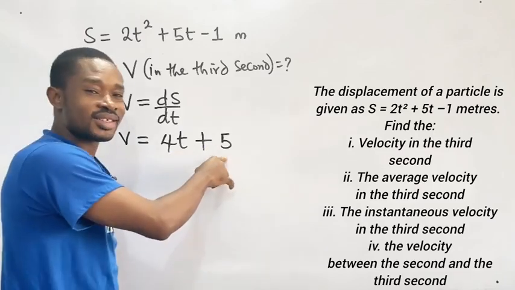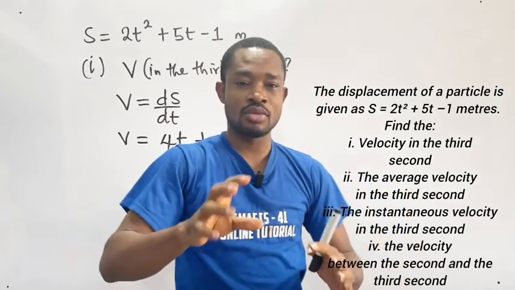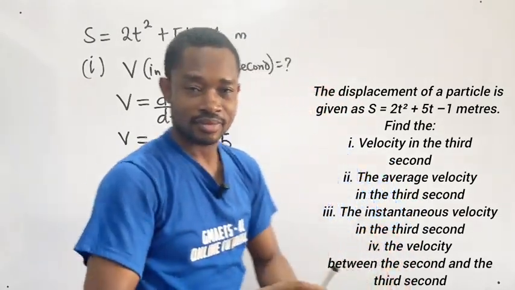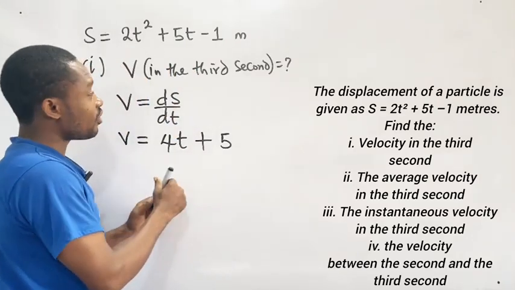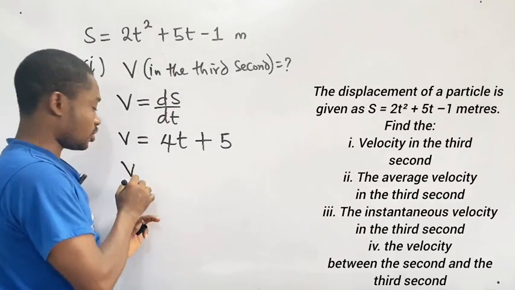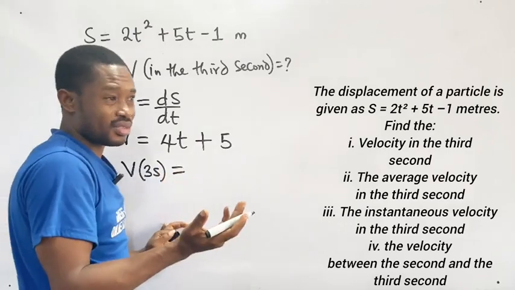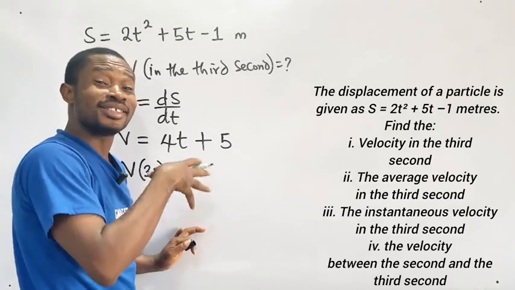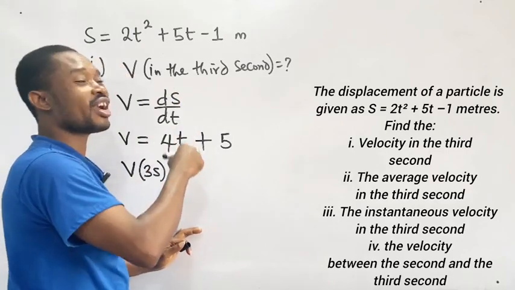This is our instantaneous velocity function. It is a function on its own because it still contains t. Okay? So this is the instantaneous velocity. Now we are asked to find the instantaneous velocity in the third second. So it's going to be v in the third second is equal to 3 seconds. It's instantaneous velocity we are looking for here because we were not told to find average velocity.